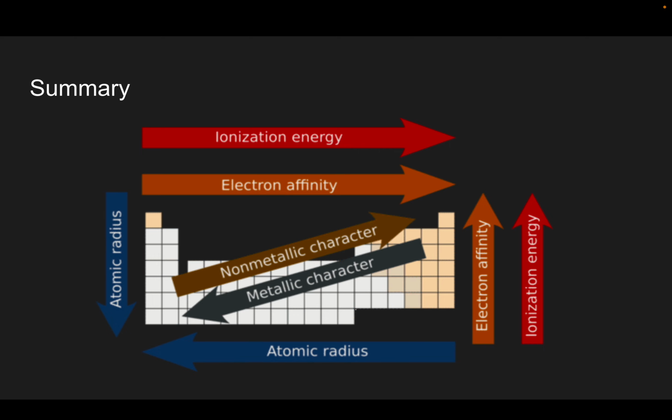So as you know, on the right part of the periodic table, there are more non-metals. There are usually non-metals and metalloids, and on the left there are transition metals and just metals.